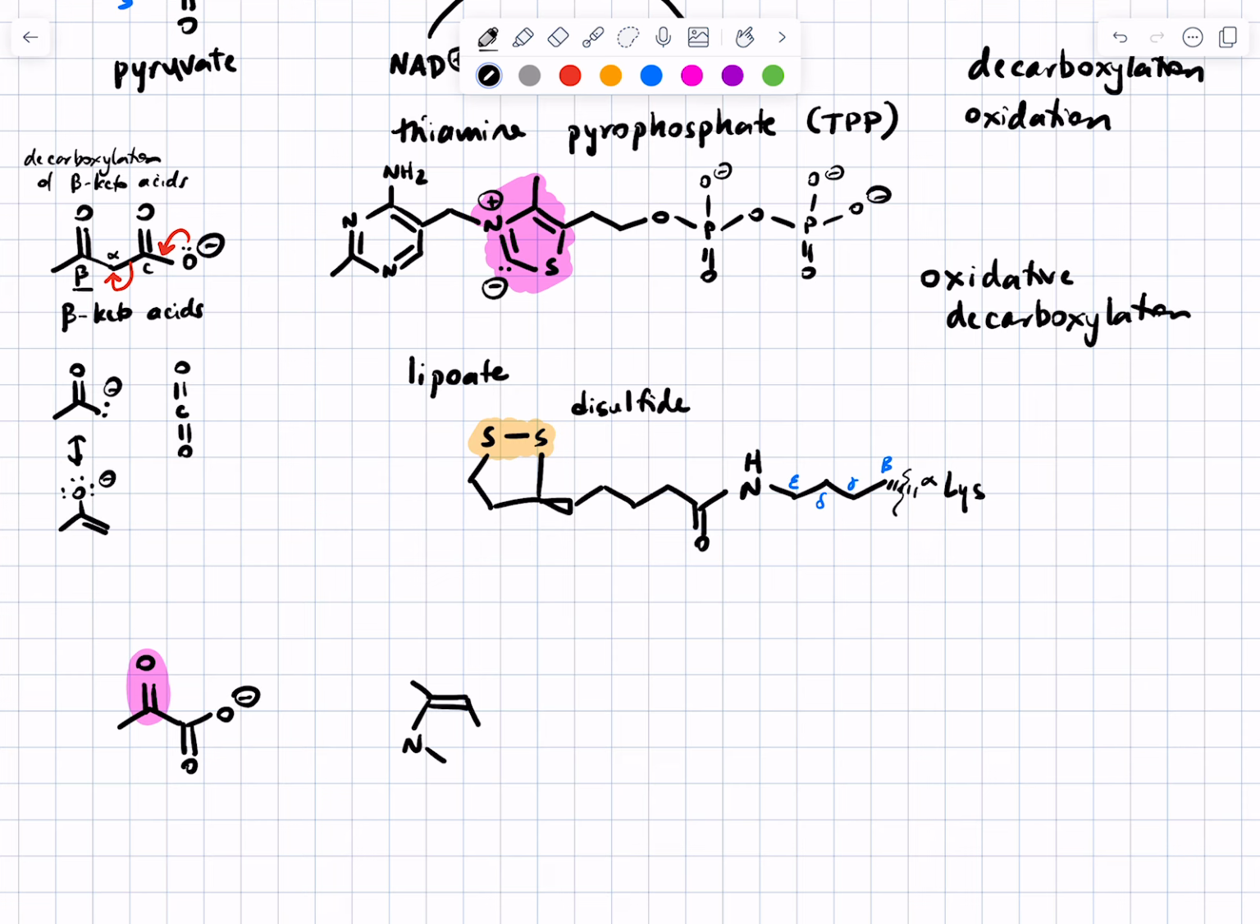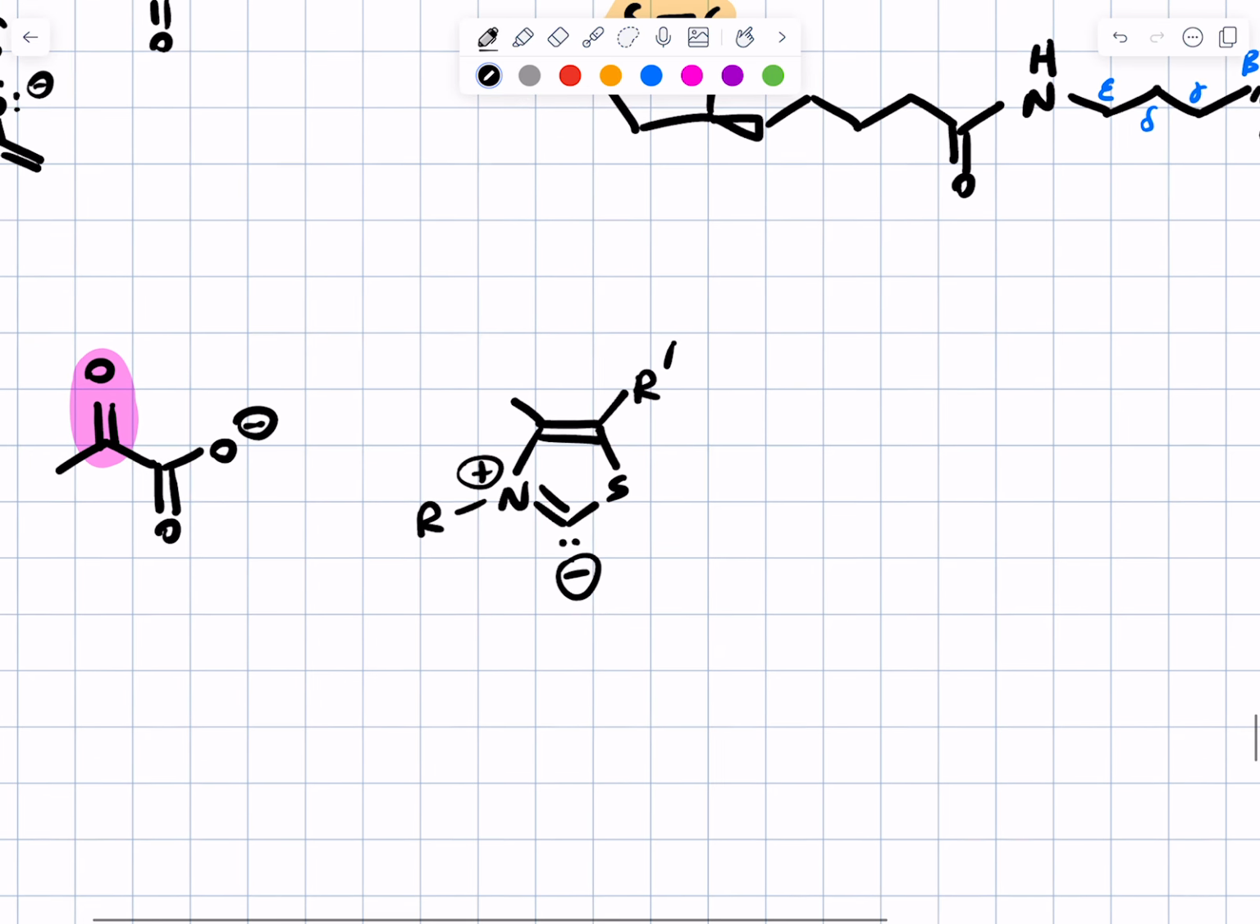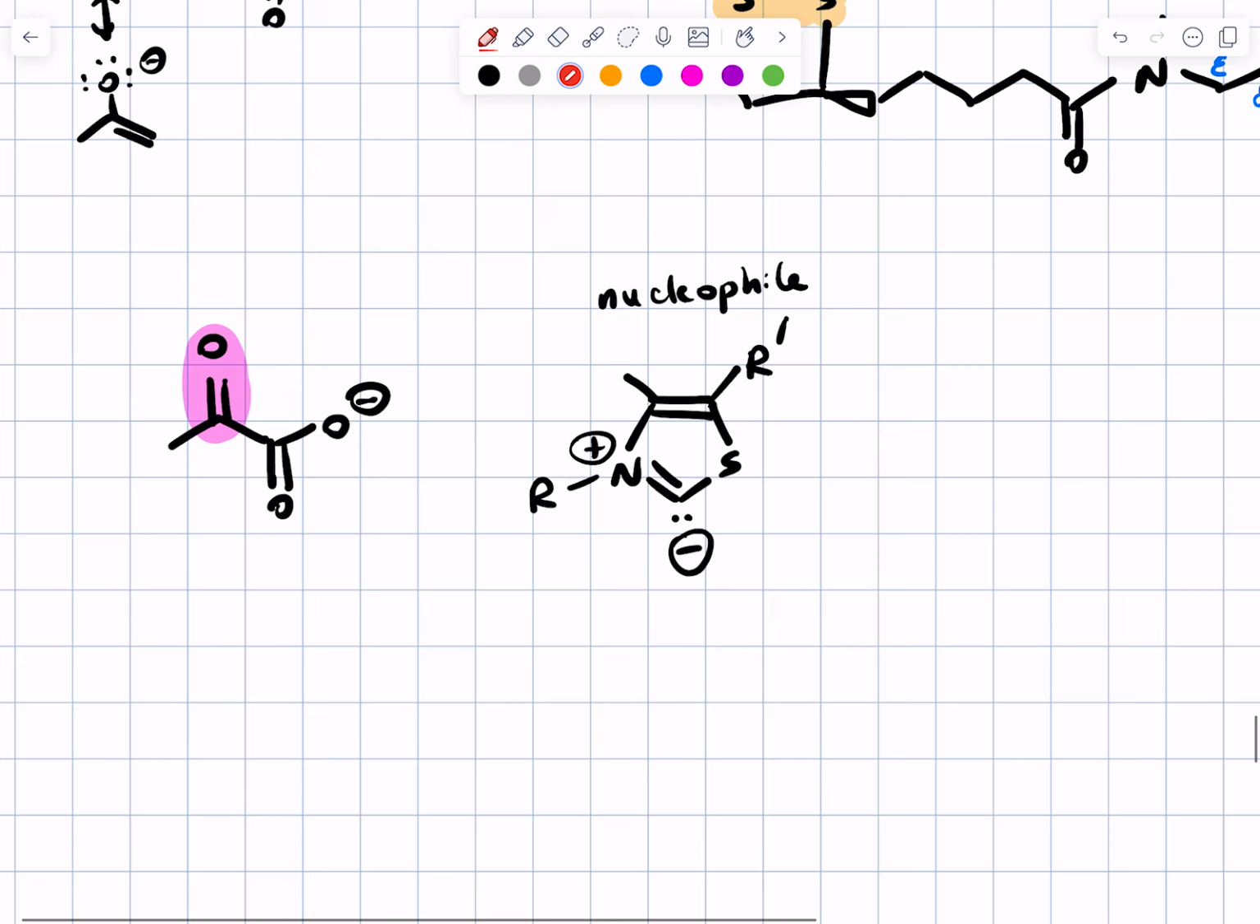Now I'm going to abbreviate it. I'm just going to draw the nitrogen and the sulfur parts. We'll put an R group on this positively charged nitrogen and another R group there on that carbon. Because you could imagine that the negatively charged carbon is nucleophilic. And indeed, that negatively charged carbon acts as a nucleophile, attacks the carbonyl carbon of pyruvate to give a tetrahedral intermediate.